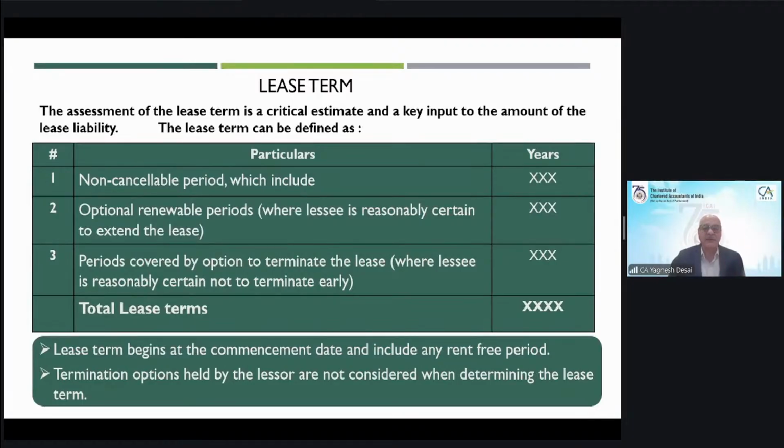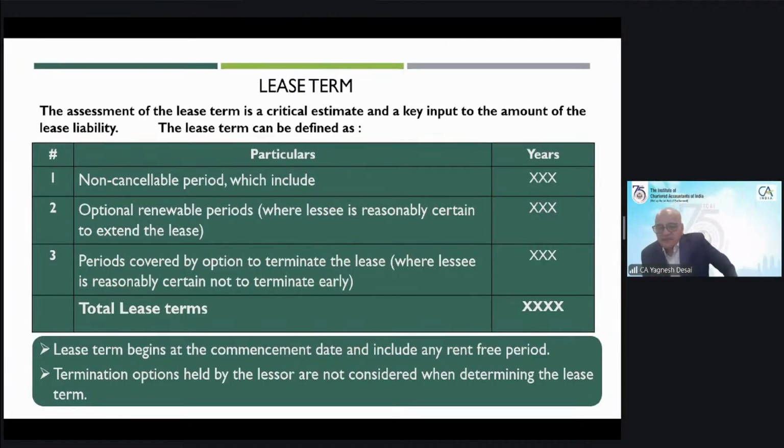Optional renewal periods where the lessee is reasonably certain to extend the lease, and periods covered by an option to terminate the lease where the lessee is not likely to terminate the lease. So as far as item number 2 is concerned, he is likely to exercise. As far as item number 3 is concerned, he is not likely to exercise. He's been given the right to terminate after 5 years, but he is not likely to terminate. It amounts to positivity. You have entered into a contract for 10 years.